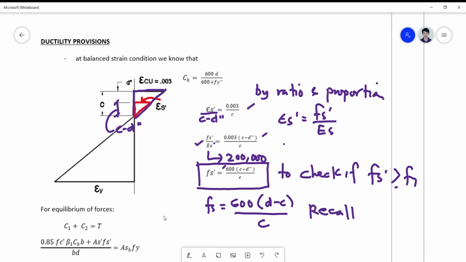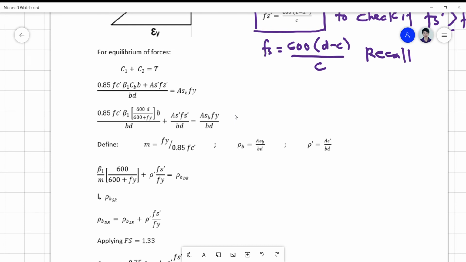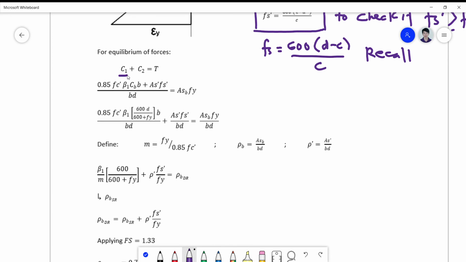So for the equilibrium of forces, in order to derive the reinforcement ratio for double reinforced, we simply use the couple, which is now C1 plus C2. So C1 is the compression force due to concrete, and this is the compression force due to the compression steel. Okay, so it is equal to 0.85 fc prime a b.